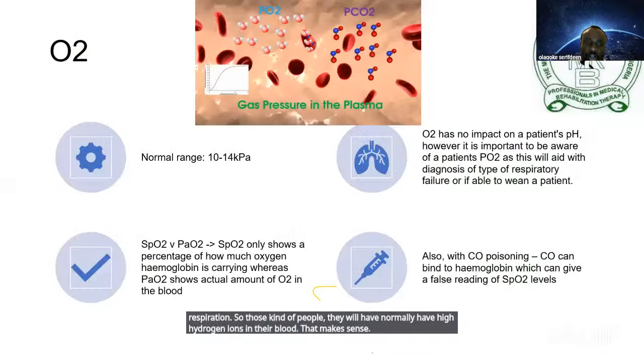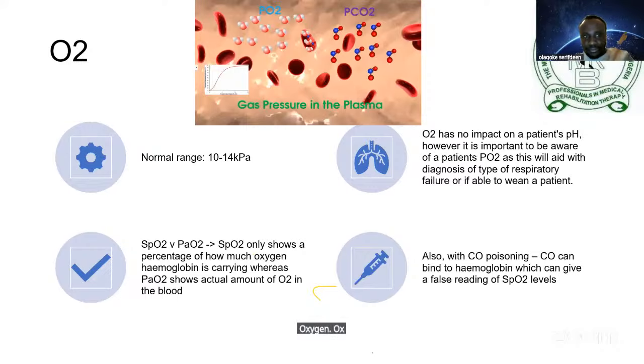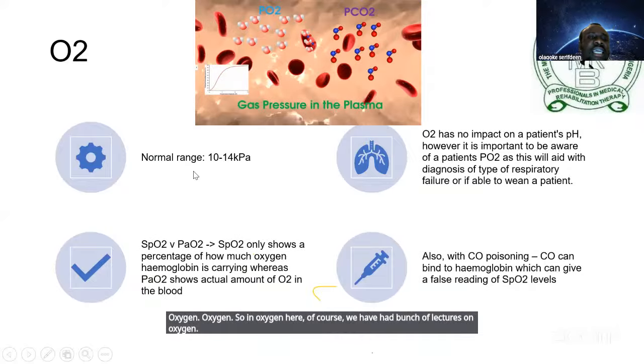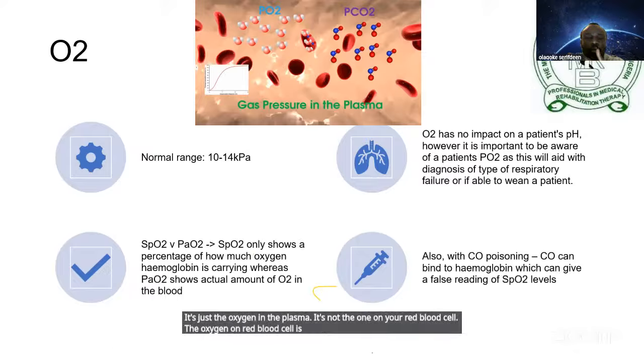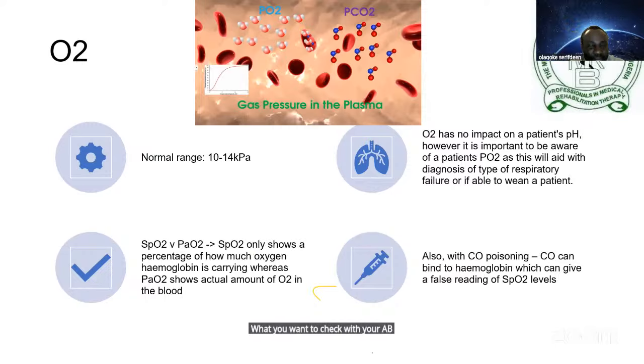Let's crack on. Oxygen. We have had a bunch of lectures on oxygen, but the partial pressure of oxygen, PO2, here is just the oxygen in the plasma. It's not the one on your red blood cell. The oxygen on the red blood cell is the one you check by popping the oximeter probe on the patient's finger, toes, or ears. But the one you check with your ABGs is just the oxygen in the plasma.